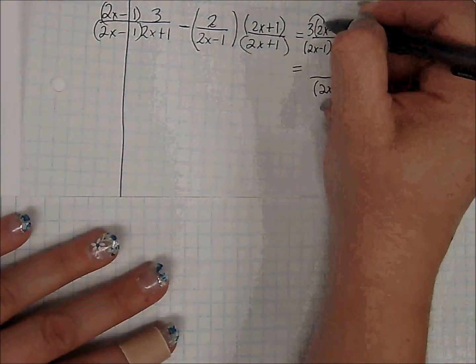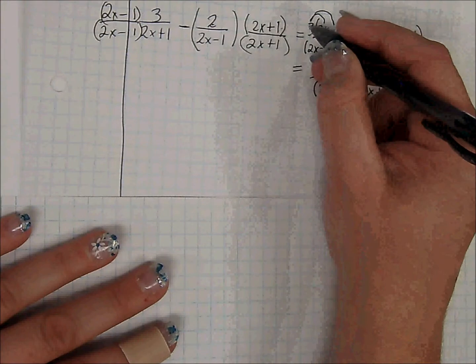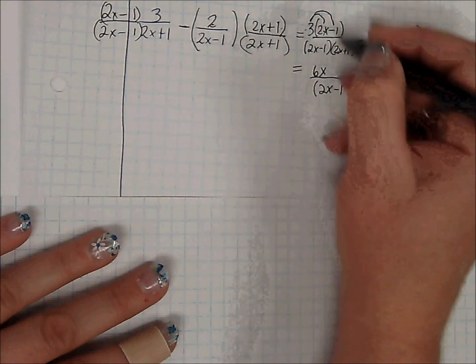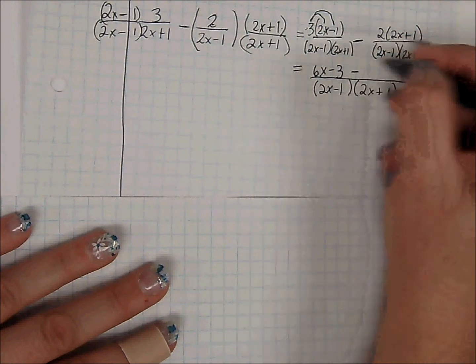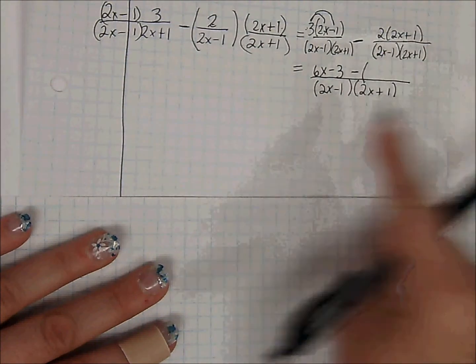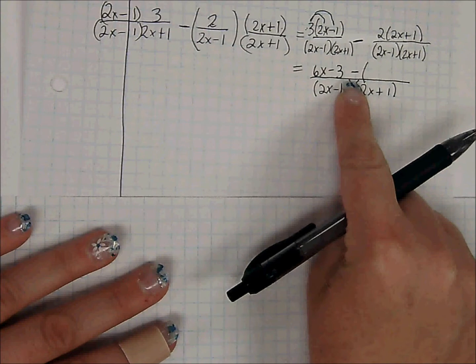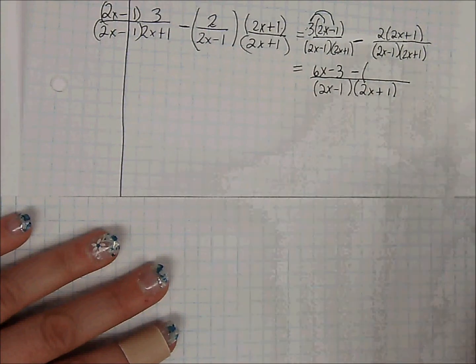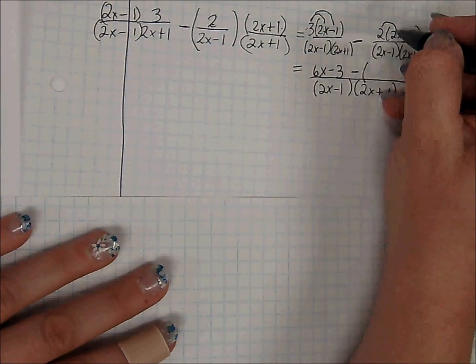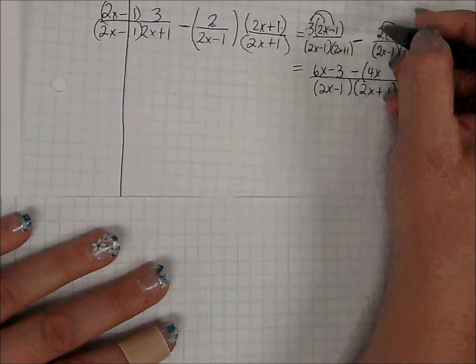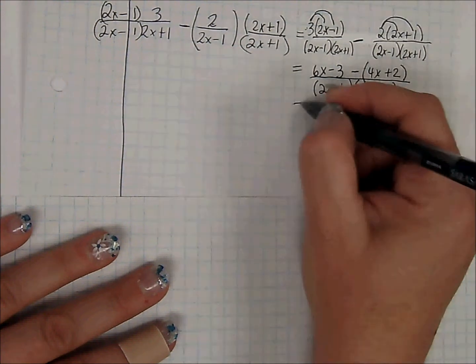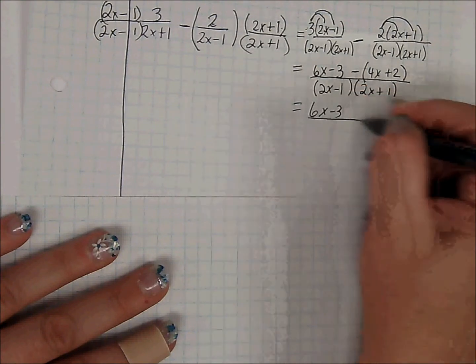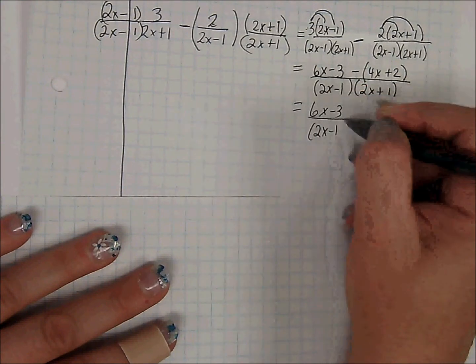Okay, distribute to get rid of the parentheses. 3 times 2x is 6x. 3 times negative 1 is negative 3. Minus, and I'm going to put parentheses here because it is subtraction, it's not addition. Subtraction will actually cause a change. 2 times 2x, which is 4x. 2 times 1, which is 2. In order to get rid of those parentheses, we have to distribute that negative.